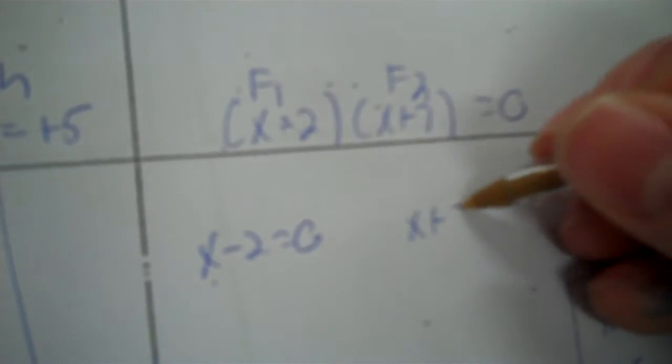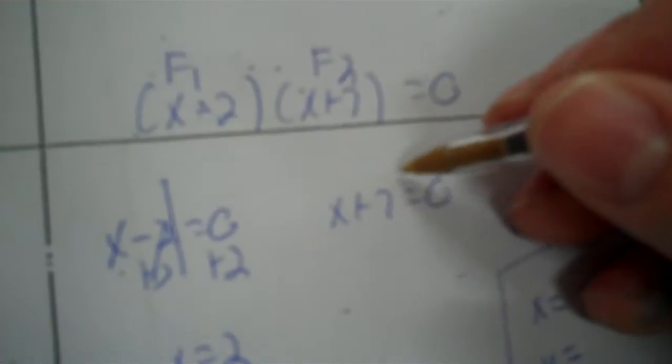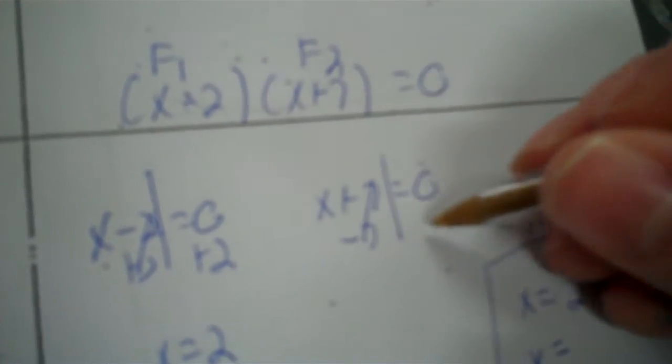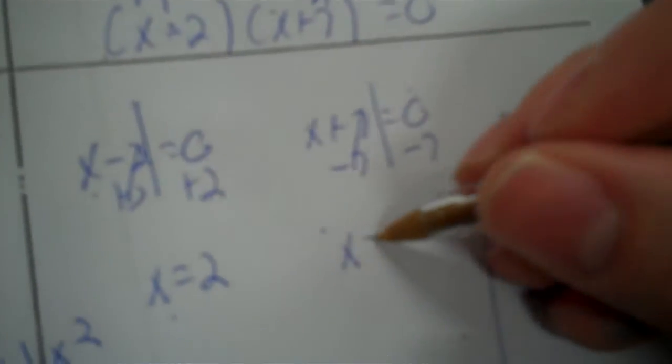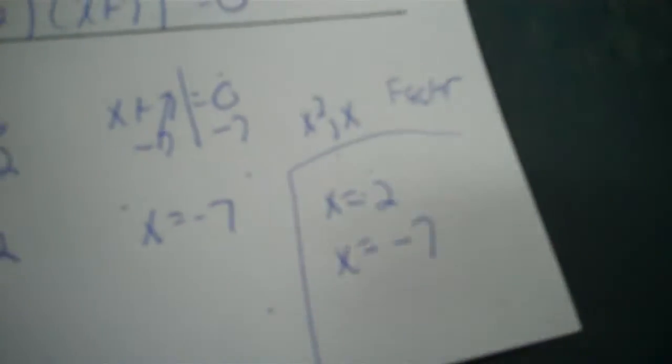So x minus 2 could equal 0, or x plus 7 could equal 0. So we get rid of our minus 2 with a plus 2, and x would equal 2. Get rid of your plus 7 with a minus 7, and 0 minus 7 is negative 7. Okay, positive 2 and negative 7.